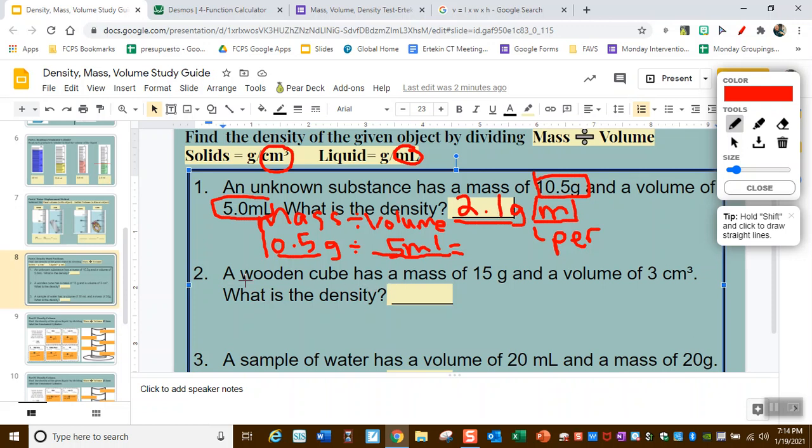Okay, now let's do this one together. A wooden cube has a mass of 15 grams and a volume of 3 centimeters. What is the density? Okay, again, we're going to do mass divided by volume.